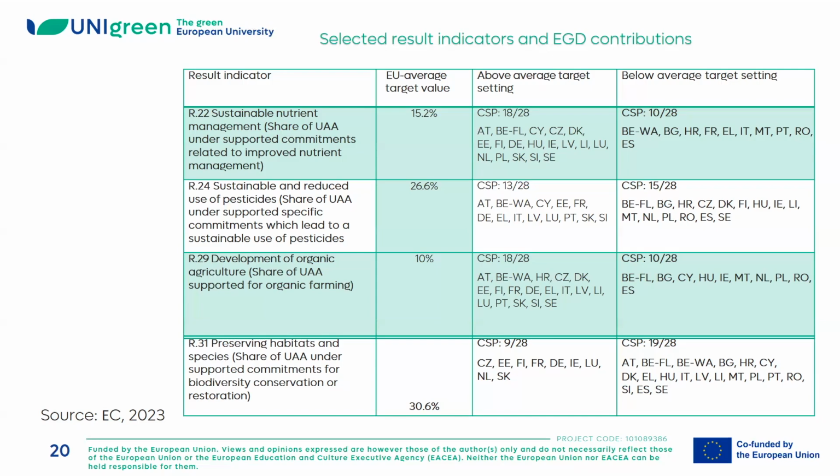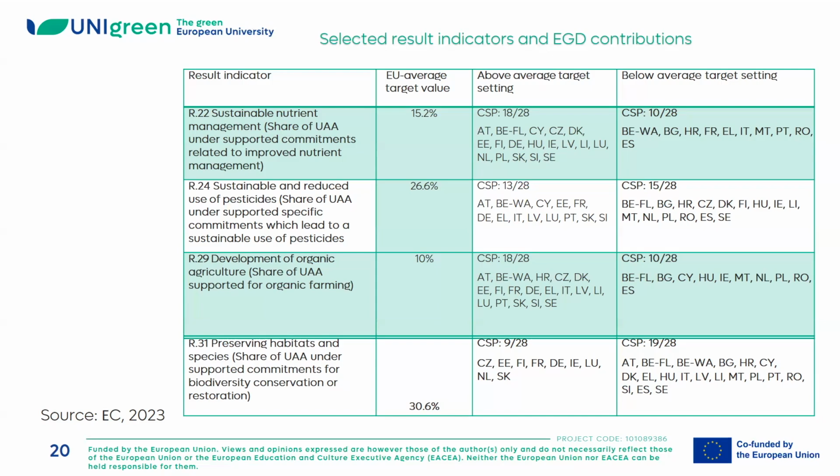About preserving habitats and species, 9 are above average, 19 are below average. This indicator shows the weakest overall ambitions. Most of the member states, including those with significant biodiversity challenges, as for example Greece, Italy, set below average targets. That shows insufficient integration of biodiversity objectives in the Common Agricultural Policy implementation.